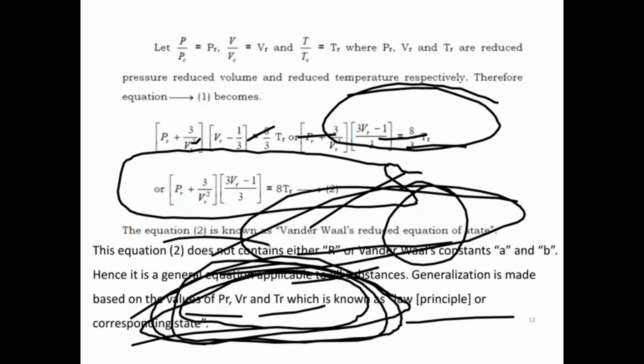Waals equation for reduced temperature, reduced volume, and reduced pressure. When the pressure and temperature are reduced, the volume also automatically gets reduced. So this is how gas is converted to liquid form.